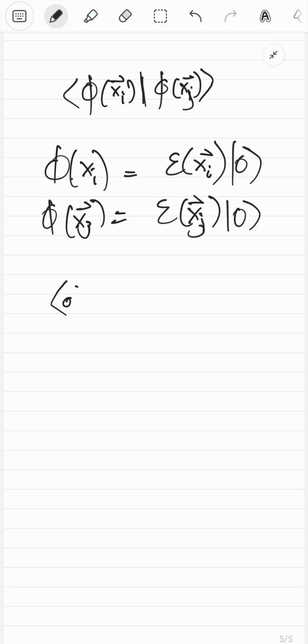You just get the bra 0, and then this thing having the Hermitian transpose, but then it's a unitary matrix, right? Remember, all our quantum gates are unitary matrices. So unitary matrices have the property that the Hermitian transposes are also their inverses. So essentially what you're doing is just epsilon xi, right, inversed.